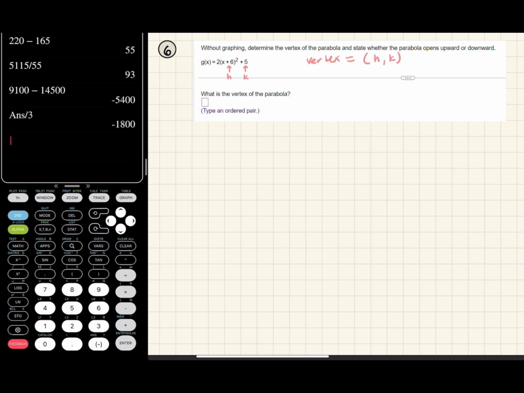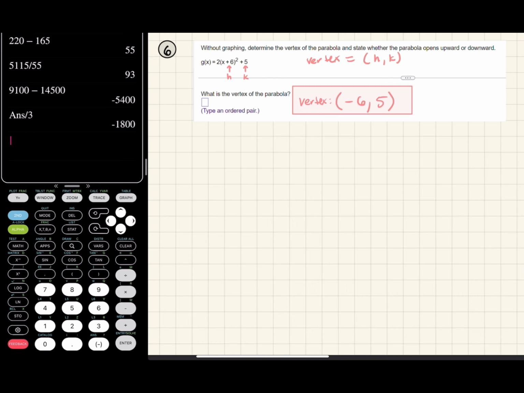H is always, we always want to think of H as like the opposite sign. So H in this case is -6. And K just stays the way it is, so K is 5. And that is our vertex. So that was easy to pull out of there.